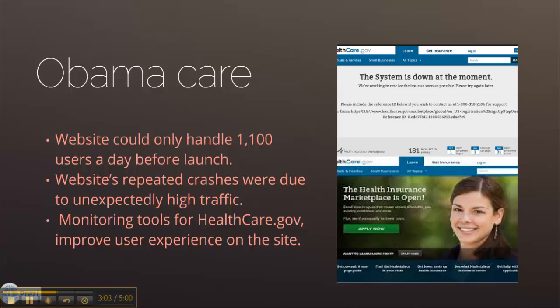The website repeatedly crashed, where the errors show in these slides, which is suspected to be because of the high traffic on this website. The developers are trying to pull in some monitoring tools for the healthcare.gov website to improve the user experience of the site. Also, they're working really hard to make it better and useful for the user, since this is the way that people are seeing Health 2.0 these days.